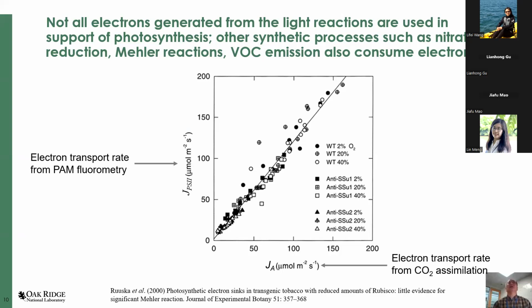If we compare the electron transport rate calculated from PAM fluorimetry, which is the y-axis and treated as JPS2, and the electron transport rate calculated from CO2 assimilation, denoted as JA here, with the FvCB model, which is the x-axis, and treated as the rate that actually supports photosynthesis, we see that JPS2 tends to be higher than JA.